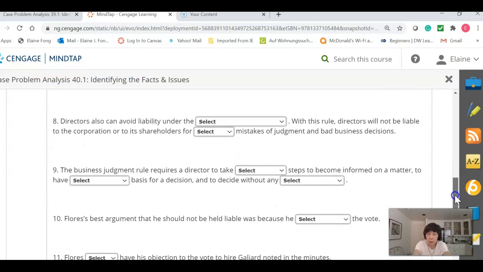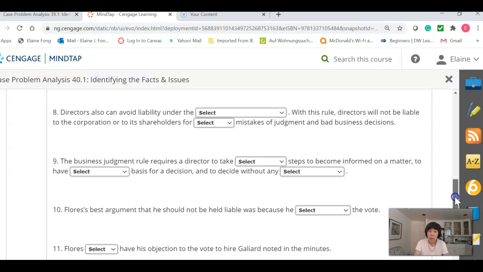Let me scroll up a little bit more. All right, number 8. Directors also can avoid liability under which of these rules? Business judgment rule, limited director liability rule, or informed decisions rule. In this chapter, we were learning about the business judgment rule. What's this rule say? The next sentence will describe it for us. With this rule, directors will not be liable to the corporation or to its shareholders for honest, ordinary, or everyday mistakes of judgment and bad business decisions.